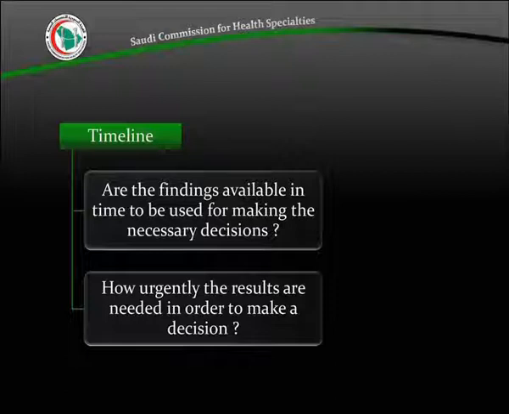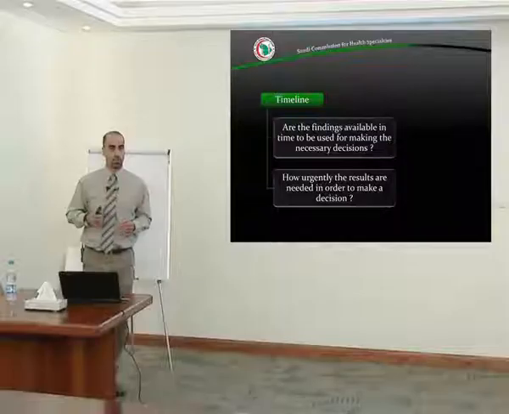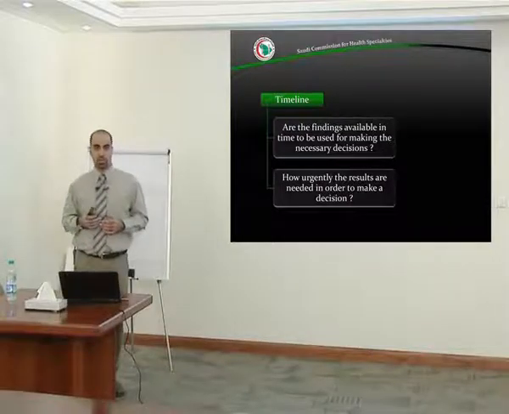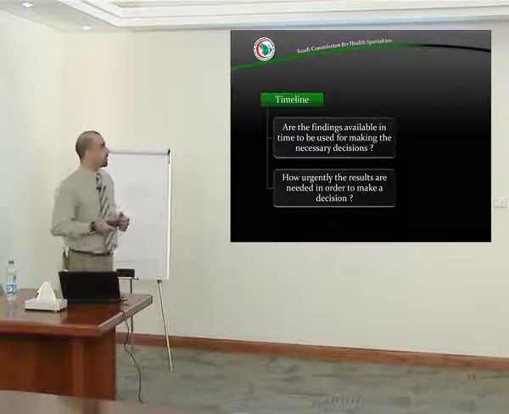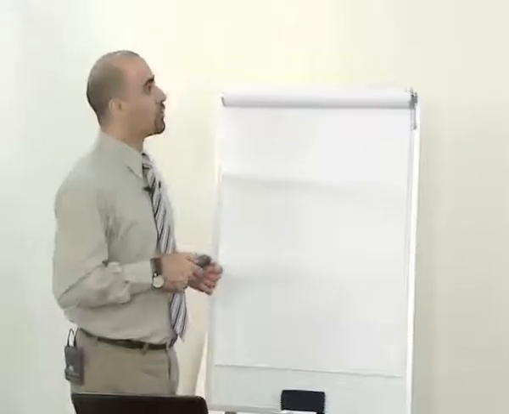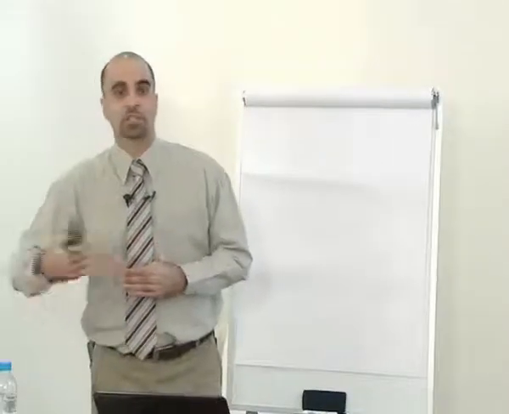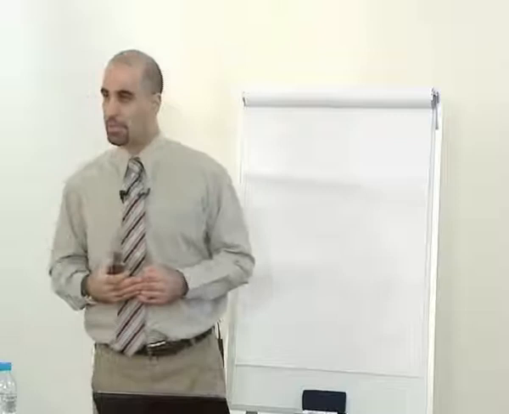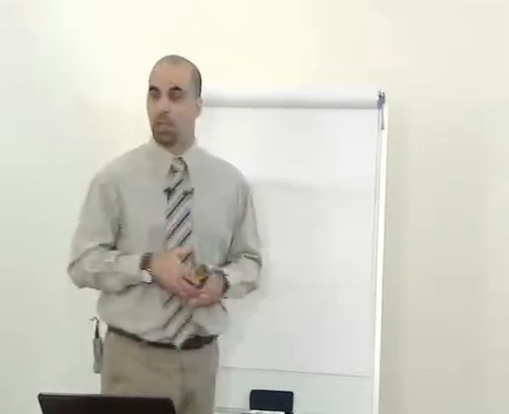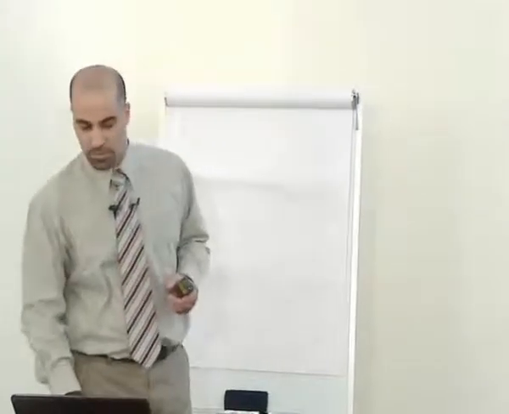Sometimes we have outbreaks. We have an epidemic outbreak, right? For example, the one that's going on nowadays in Europe about the E. coli. So what you have to do is make sure that if you want to do a study, the results will be available in a short period of time so that change will be implemented. So you have to make sure about the timeline, about how fast the results are needed.